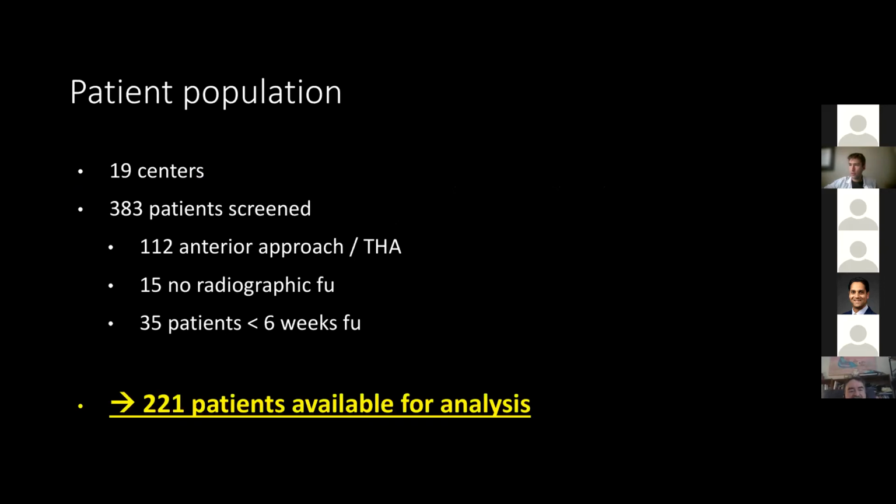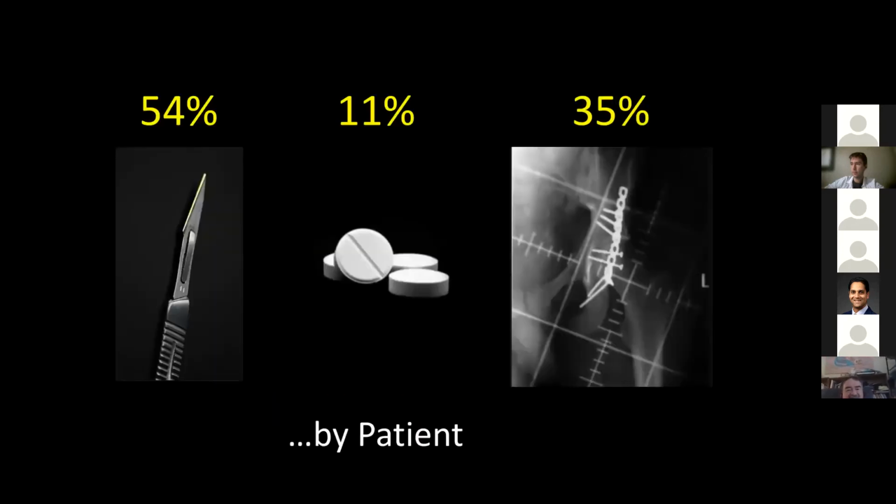But what we have so far is 383 patients that were screened, 112 were excluded because they were either an isolated anterior approach or had an acute total hip. 15 patients were completely lost to follow-up, and then 35 patients had some x-rays, but they were greater than or less than 6 weeks from surgery. So that left us with 221 patients that were available for the analysis.